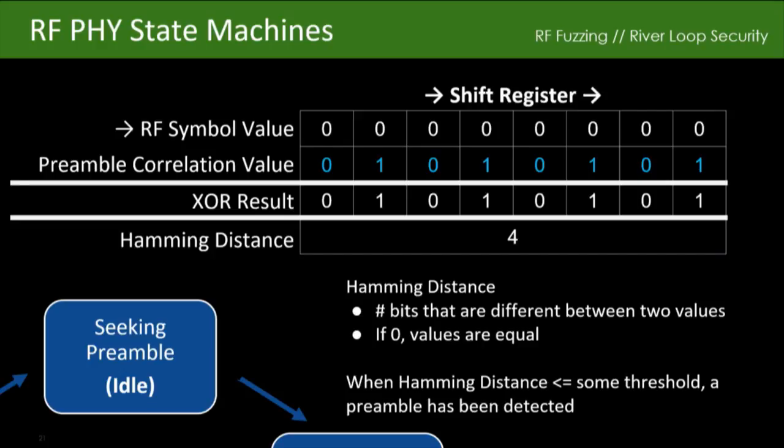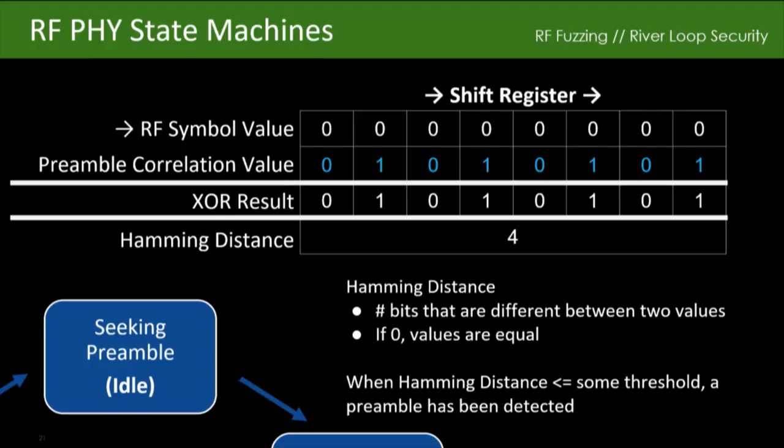Then it's going to compute the Hamming distance of that result. The Hamming distance is essentially the number of bits that are set, and it basically represents the number of bits that differ between the current state and the value that we're looking for. So if we're looking for things to match really well, we're looking for that Hamming distance to be zero or very, very close to zero.